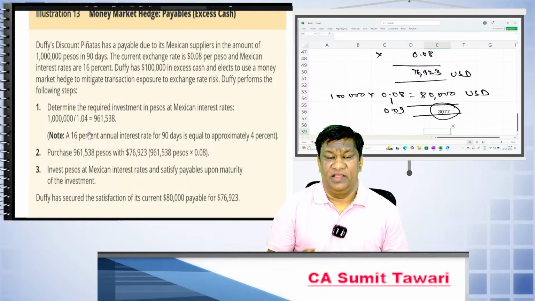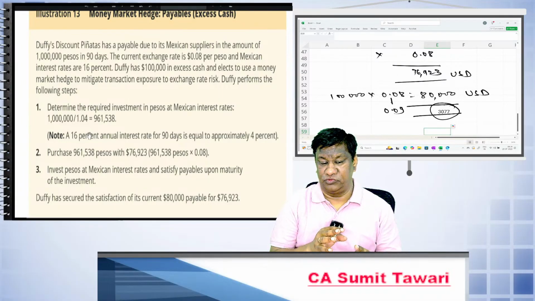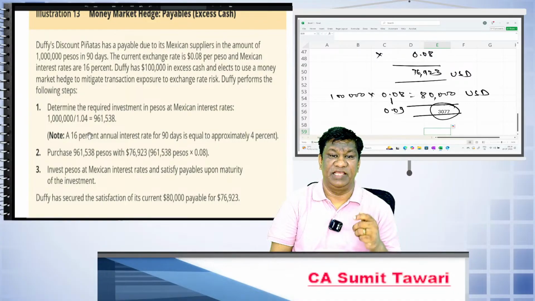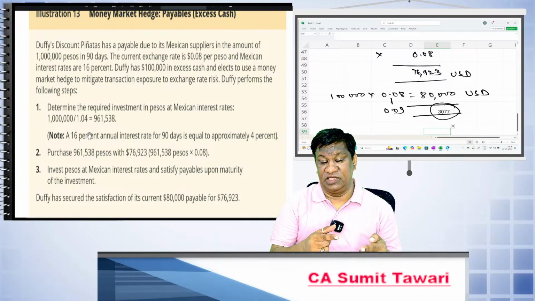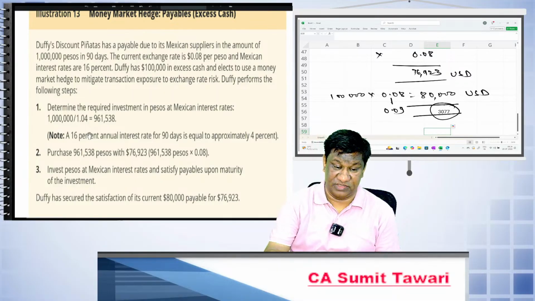Okay, so that is basically the money market hedge. Keep in mind, we saw the future and the forward option. Besides that, there is a money market hedge. If there is the word money market, that means you are utilizing your current money to manage any exchange rate fluctuation or the differential interest rate.